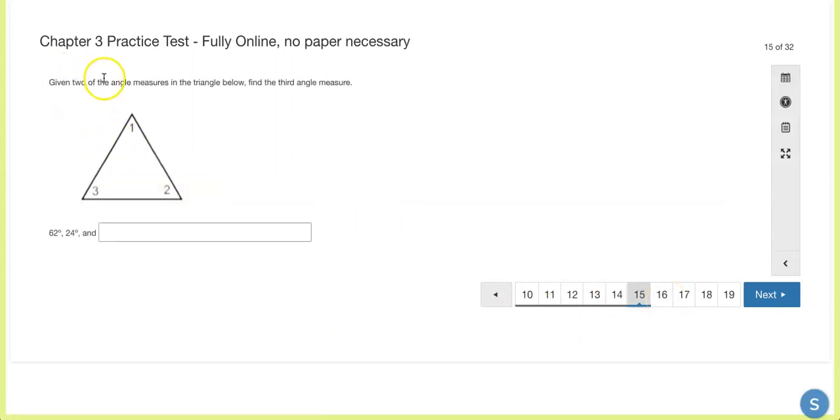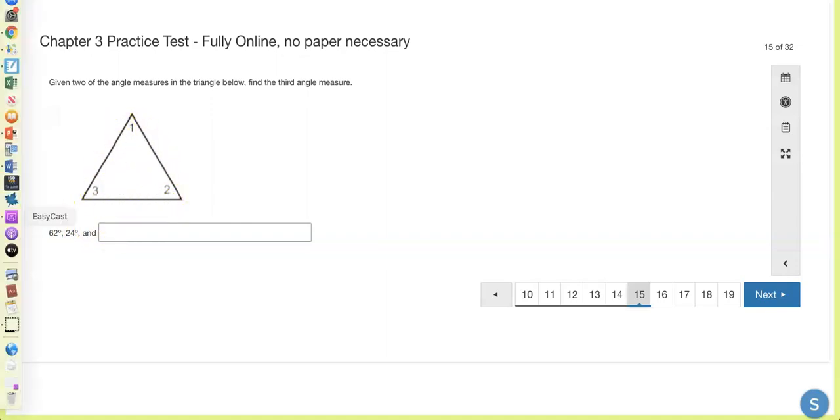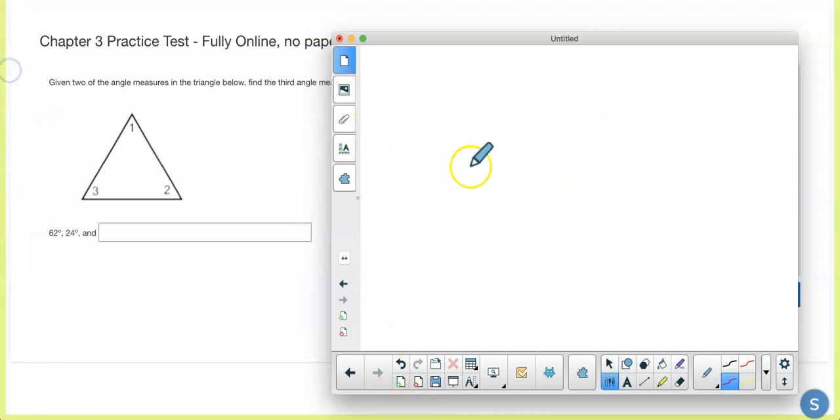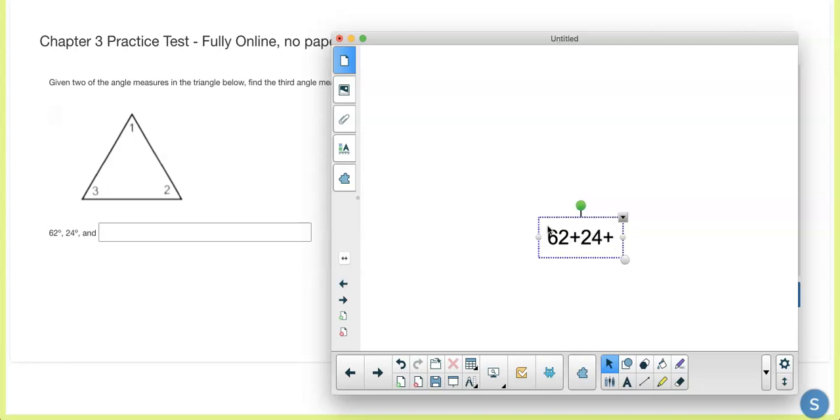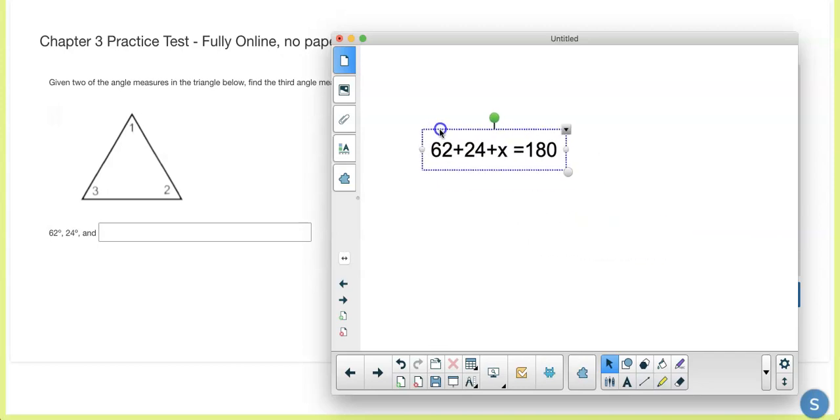All right, given two of the angle measures in the triangle below, find the third angle measure. So I have 62, 24, and something. It doesn't matter which one is which angle. Just know that there has to be a total of 180. So let me set up this one. 62 plus 24 plus x has to equal 180.